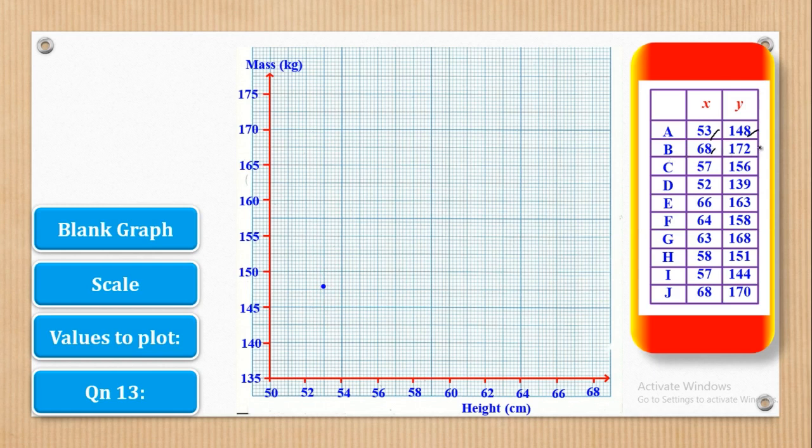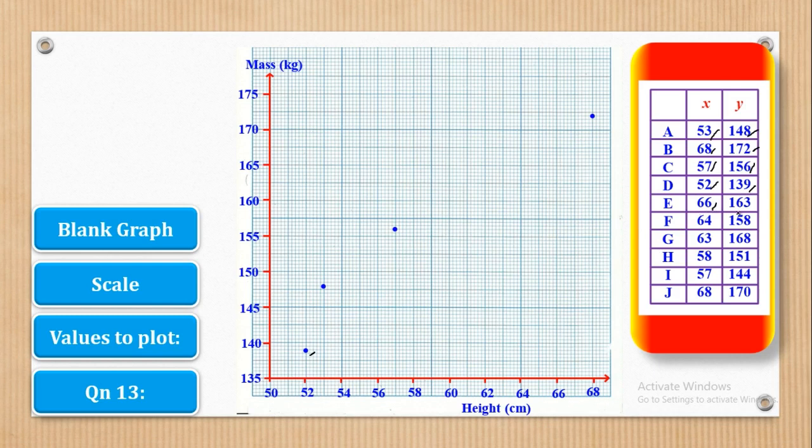Go to 68 corresponding with 172. That will be this point. Next is 53 corresponding with 156. So look for 53 on the horizontal, look for 156 here, and plot that point. Next is 52 corresponding with 139. So look for 52 and 139, which is that.